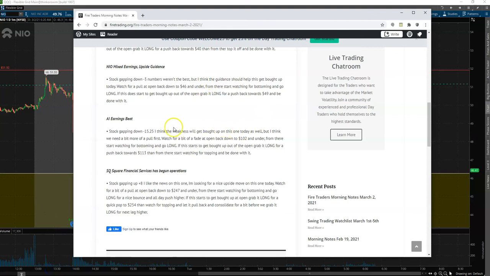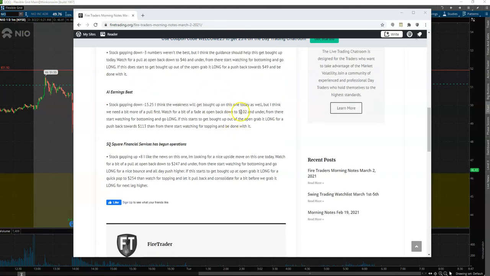AI. So AI had earnings beat, not great. So I am looking for this weakness to get bought up a little bit, but this one's going to be a little bit different. I think we need a little bit more downside out of the open. I think it's going to take just a little bit longer for the long to set up on this one. I would just like to see a nice low volume fade here out of the open.